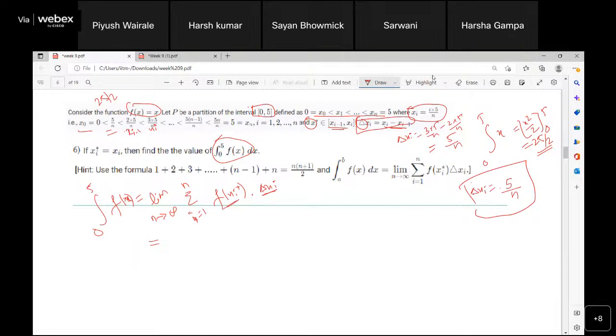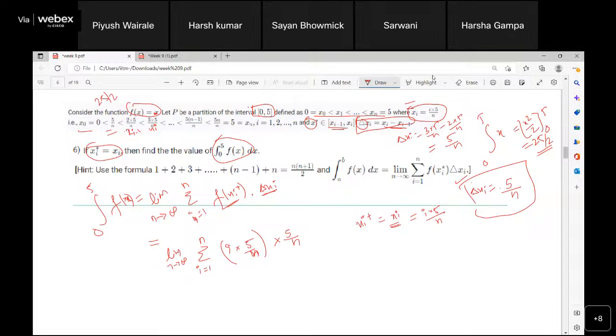Now what is f of xi star? Xi star is given to us as xi, so xi star equals xi. Now what is xi here? Here you can see it is i into 5 by n. Now put the integral: summation of i varies 1 to n, limit n tends to infinity. What is f of xi star? F is given to me as x, and xi star is this particular value, i into 5 by n. And del of xi is 5 by n.